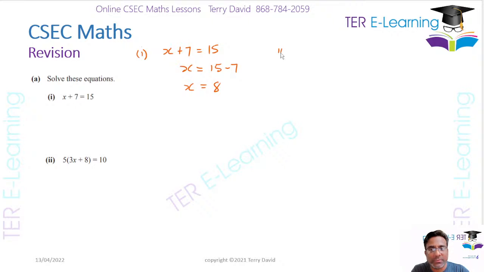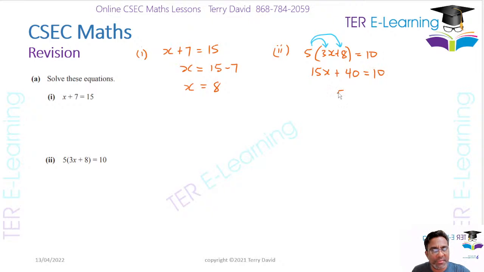The second part now, we want to solve again, but this time we have 5 open brackets 3x plus 8 close brackets is equal to 10, right? Now on the left hand side we have to use our distributive law and we need to remove the brackets. So to do that, I'm going to say 5 multiplied by 3x first, and then 5 multiplied by 8. So when I simplify this, 5 by 3x is going to give me 15x, 8 by 5 is 40, is equal to 10.